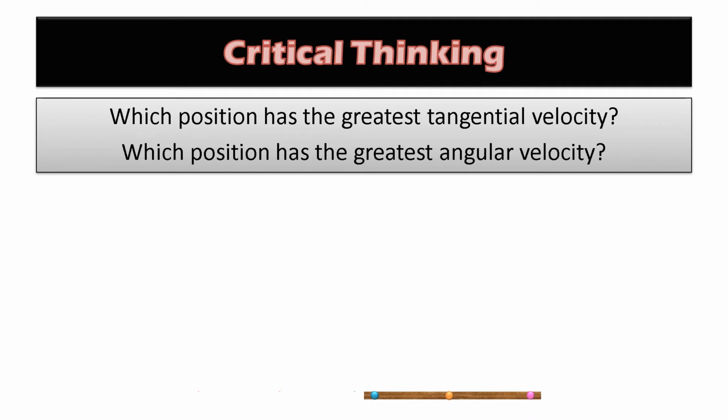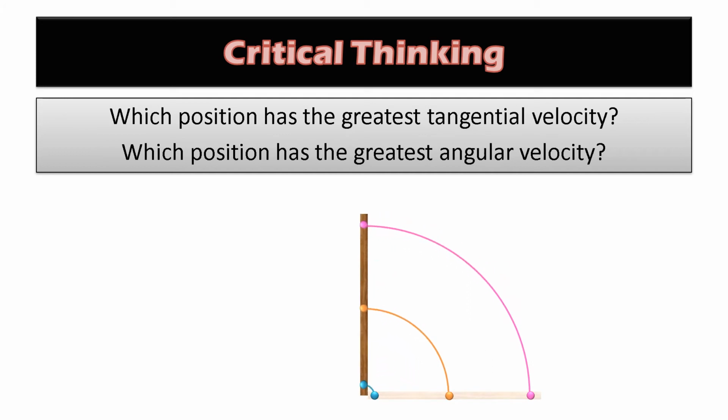So here's a little critical thinking question for you. Which position has the greatest tangential velocity, and which position has the greatest angular velocity? This thing is going to rotate this way. Take a look at the blue, orange, and pink places. I'm only going to rotate it once. So think of which one has the greatest tangential velocity and which one has the greatest angular velocity. Let's take a look here. Wow, look at that. Really nice.